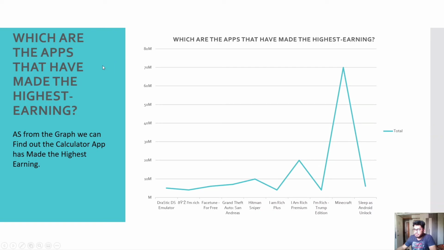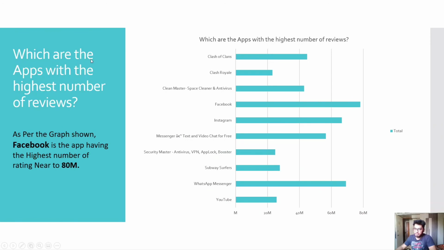Which are the apps that have made the highest earnings? As we see, the Minecraft app made the highest earnings, more than 70 million. Which are the apps with the highest number of reviews? As we see, the Facebook app, obviously, then Instagram. These are the most used apps. WhatsApp Messenger. Then we go to Clash of Clans, which is a game by Supercell. Then Clash Royale, which is also a game.